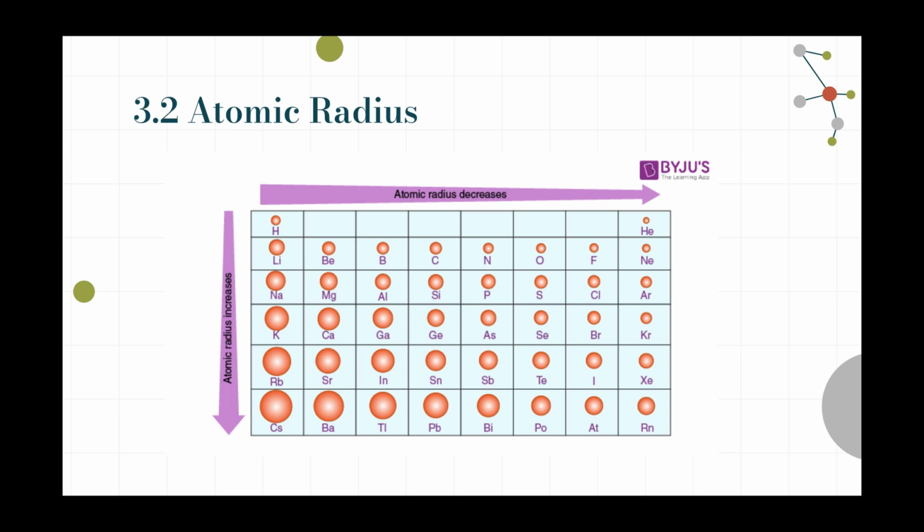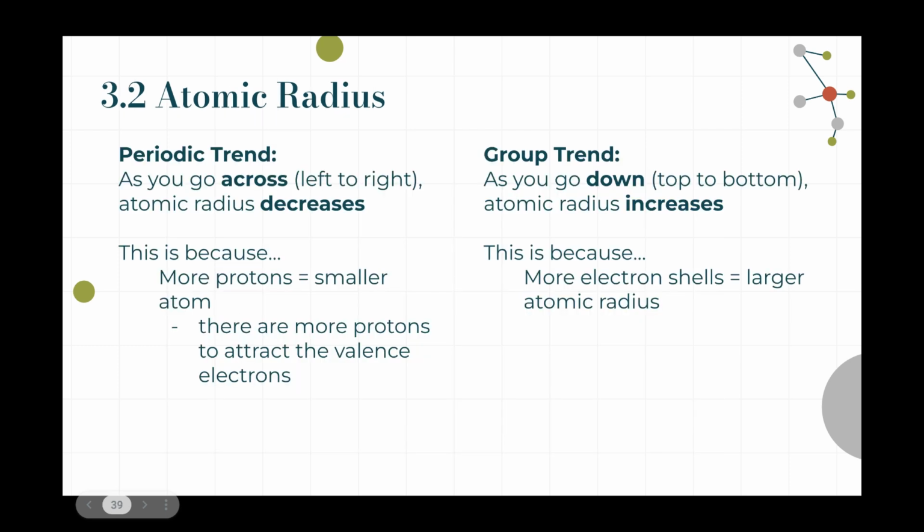So here is a table to see how the trend for atomic radius is. As you go to the right, atomic radius will decrease. And as you go down, atomic radius will increase, sorry. And so now let's learn why. As you go across, like I said, atomic radius will decrease. This is because as you're going across, you're getting more protons.